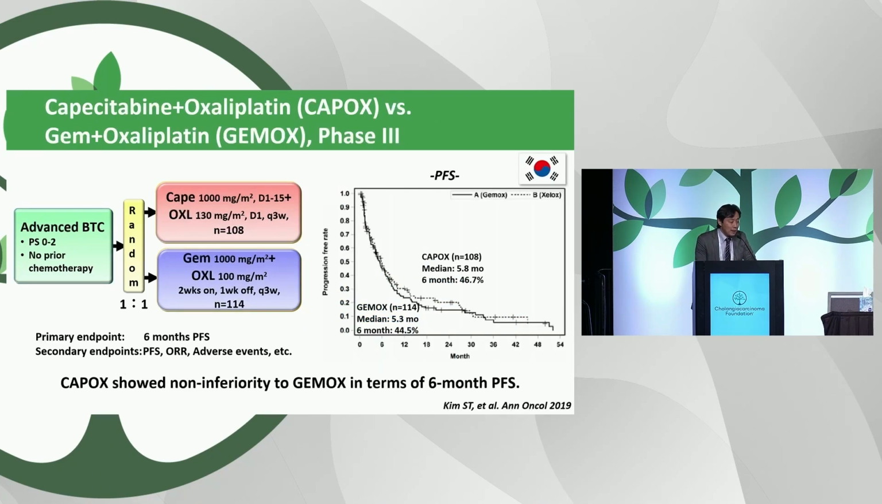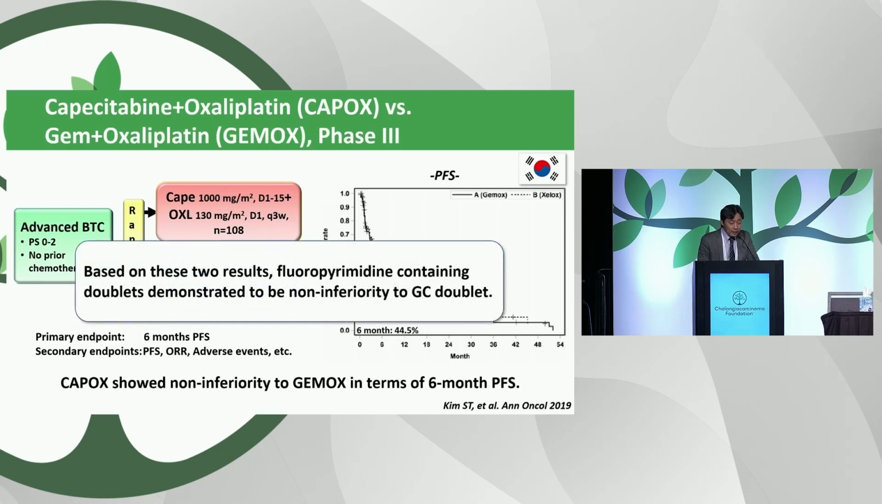Next trial is a phase 3 trial of capecitabine plus oxaliplatin, CAPOX, versus gemcitabine plus oxaliplatin, GEMOX. As you can see, the primary endpoint of progression-free survival was also very similar between both arms. So CAPOX shows non-inferiority to GEMOX in terms of the 6-month progression-free survival. Based on this trial, fluoropyrimidine-containing doublet was demonstrated to be non-inferior to GEM platinum doublet.